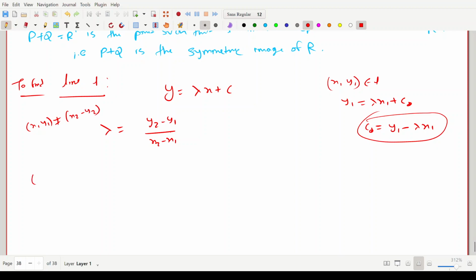Okay. Now if I am having x1 y1 same as x2 y2, in that case I am having a tangent. And how do you find the slope of the tangent? Slope of the tangent is just taking the derivative.